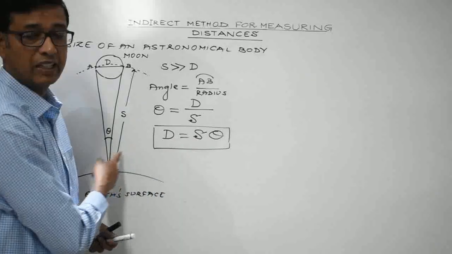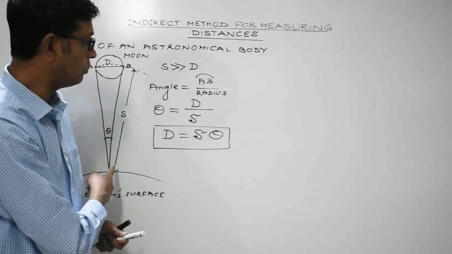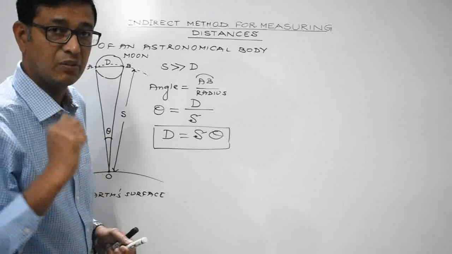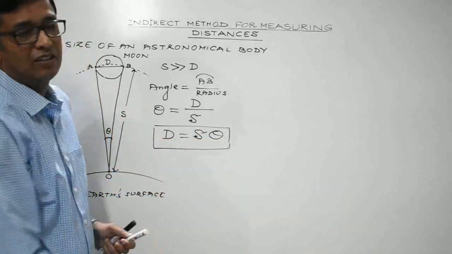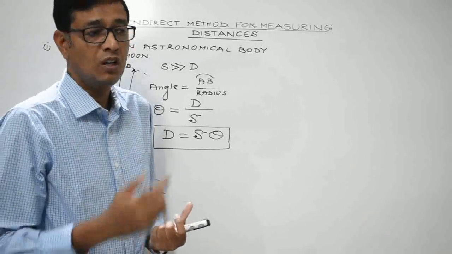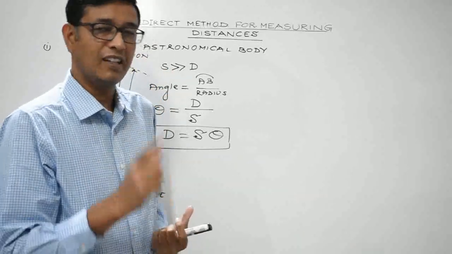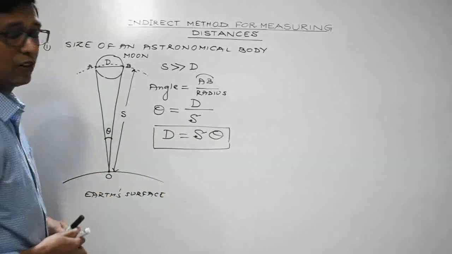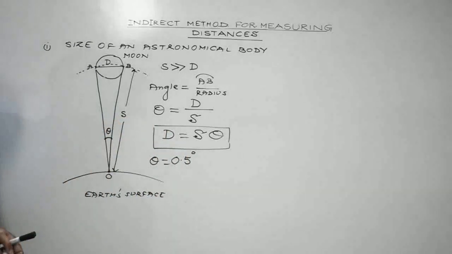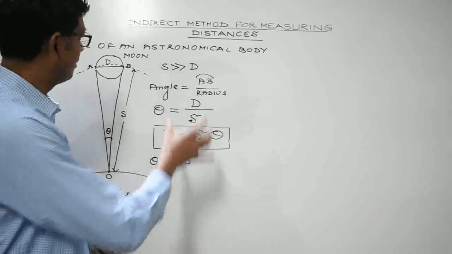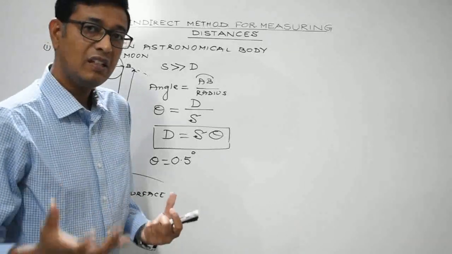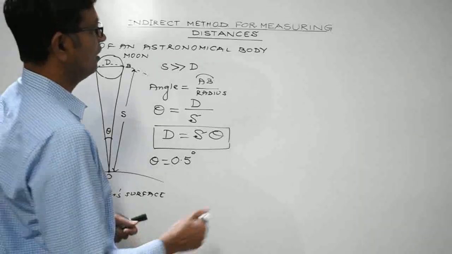So theta can be determined by using an astronomical telescope. S, which is the distance of the moon from the earth, we are aware of, it can be determined by the laser method. So knowing the value of S and theta, the diameter of the moon can be easily calculated. And it is found that the size of the moon is about 1/4, that is a quarter, of the size of the earth, right? And theta, through an astronomical telescope, is found to be 0.5 degree. So this is the angular diameter of the moon. So this is one of the methods in which the size or the diameter of an astronomical object can be determined, right?